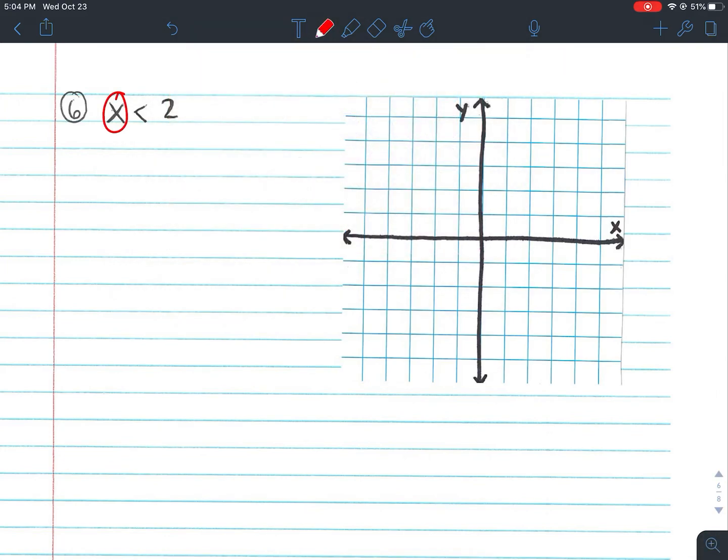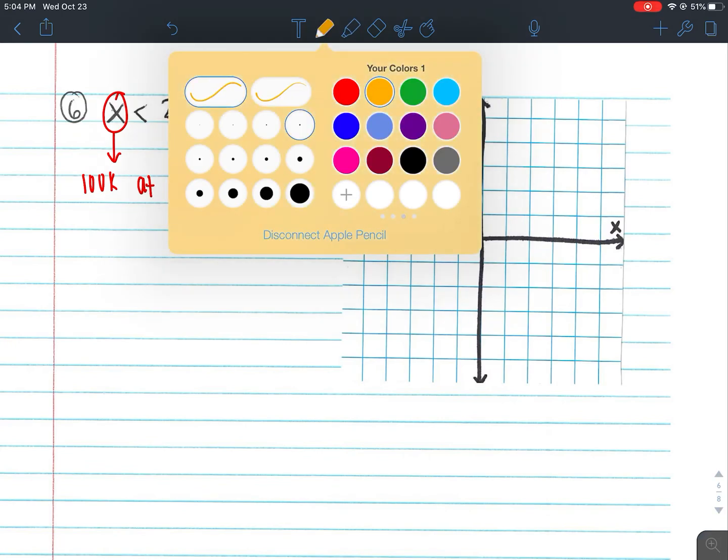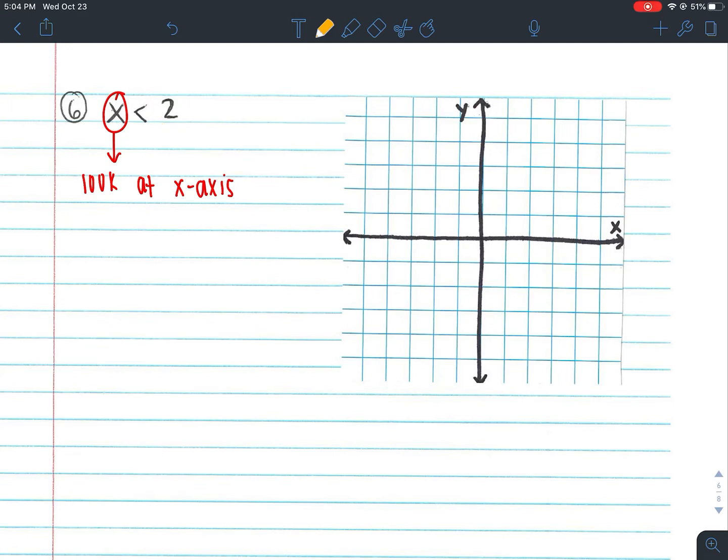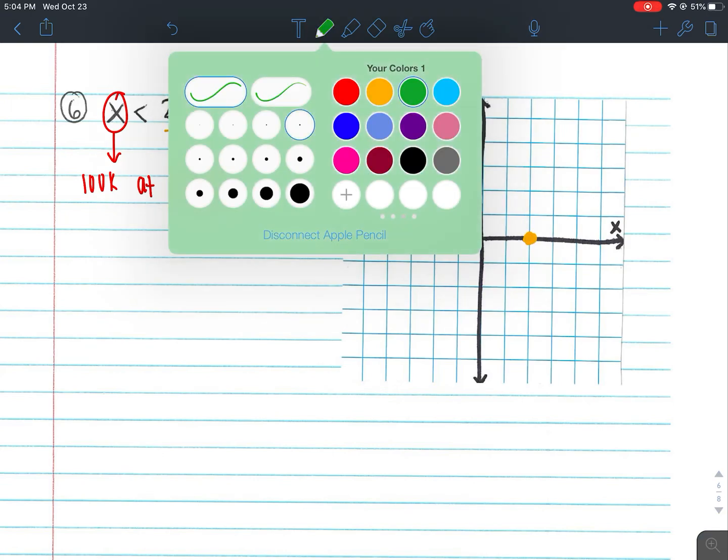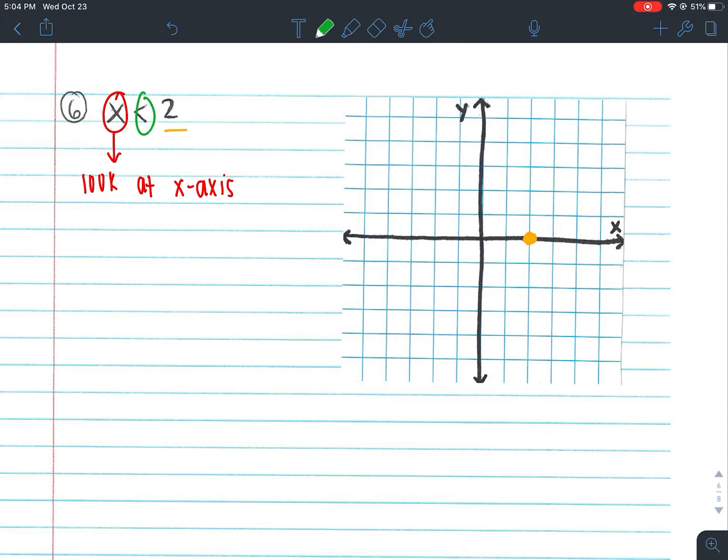Okay. And then our last example, we have x is less than 2. So this indicates to me that I should look at my x-axis. I'm going to put a point at positive 2. So on the x-axis, I have a point at positive 2. You want to follow those tick marks. Because this is a less than symbol, I'm going to make this a dotted line because there's no equal to here. So we have a dotted line that goes through this.